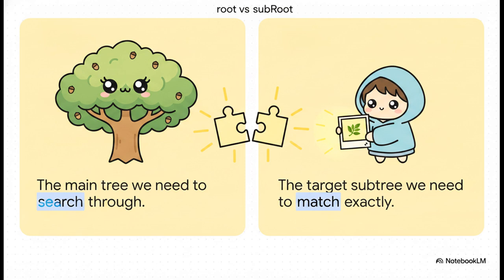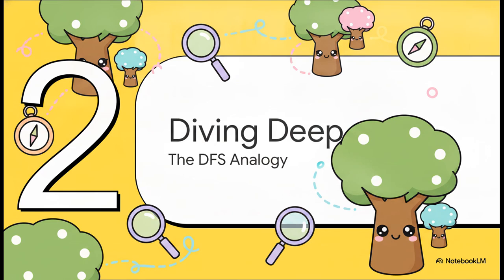But listen, here is the absolute critical rule. Finding a match isn't just about spotting a familiar leaf or a single number. The root's subtree and the subroot must be absolutely identical. I mean, a perfect match in both their overall physical structure and the exact value stored inside every single node. If literally even one leaf is out of place, no deal. It's not a match.